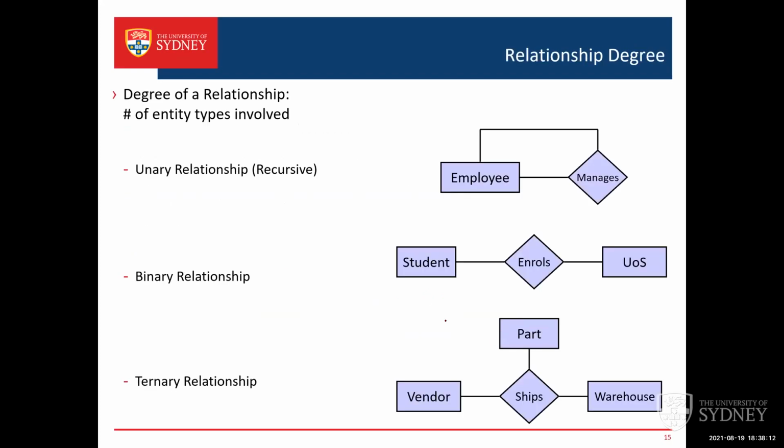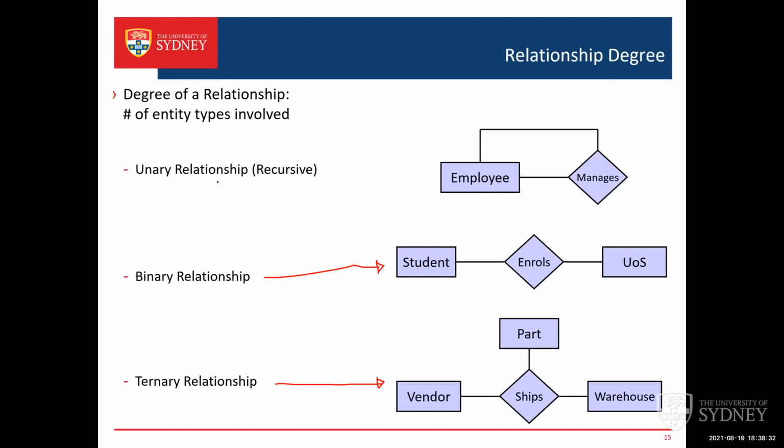So this relationship could be of different degree. It could be unary. It could be binary. Binary is what should make more sense. That is student table, EOS, unit of study table, and we have an enroll table. We also can have ternary relationship. Let's go one by one.